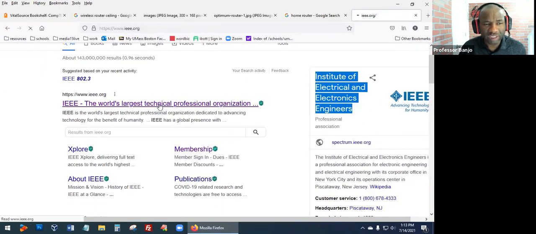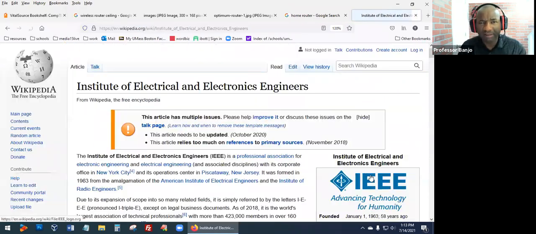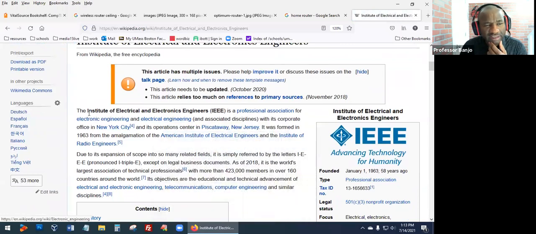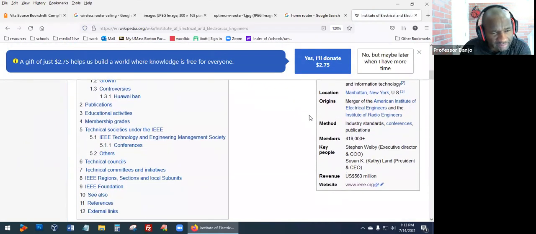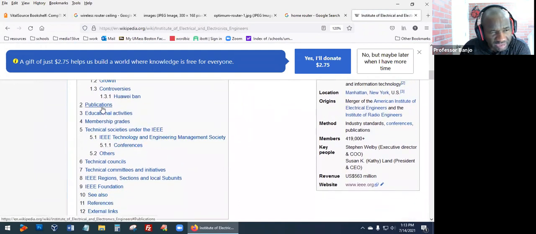let's look at Wikipedia's definition. So right here it says, the Institute of Electrical and Electronics Engineers, IEEE, that's how you say it, is a professional association for electronic engineering and electrical engineering. The office is in New York City. Let's see where all their rules or their publications are.